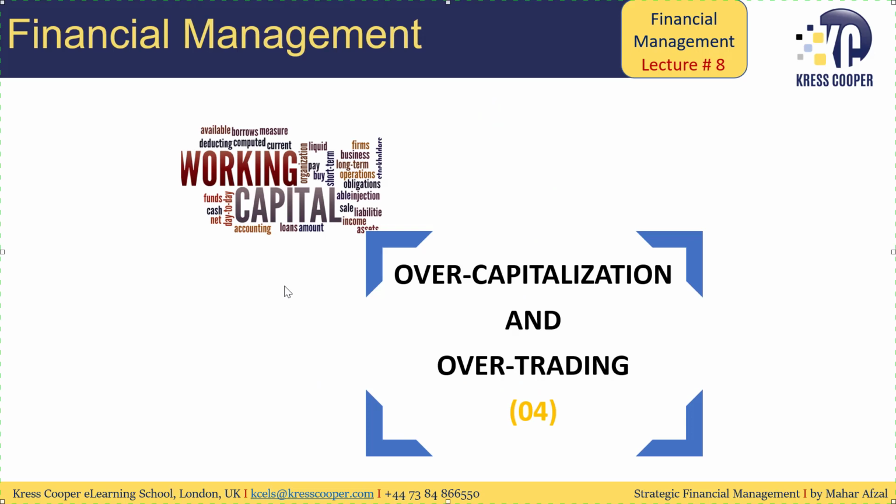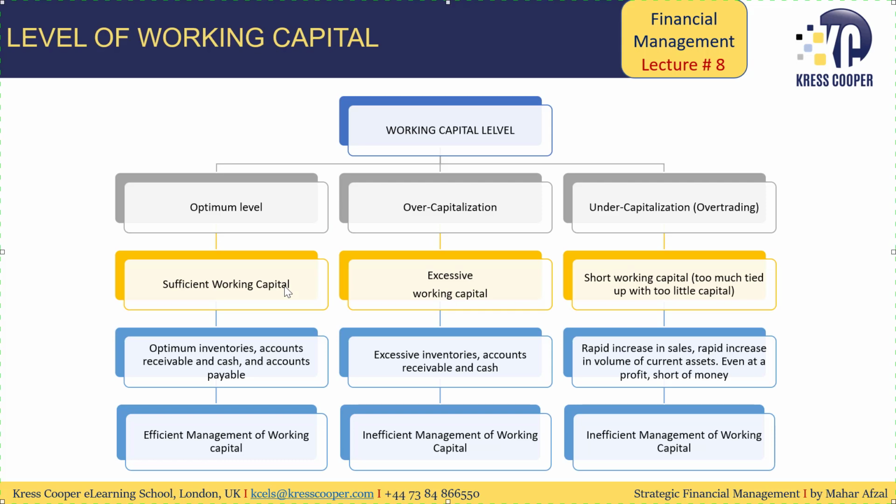Welcome back. We are discussing working capital, and this is our fourth lecture on working capital. And we are discussing today over capitalization and over trading. If I'm going to discuss what is the level of working capital, I can classify the working capital in three different categories. I can say this is the optimum level of working capital, over capitalization or under capitalization, which is called over trading as well.